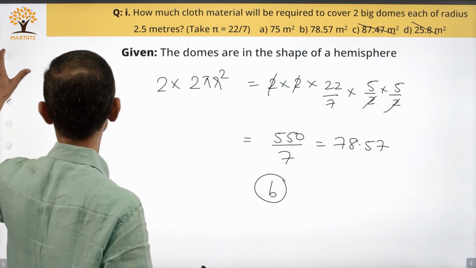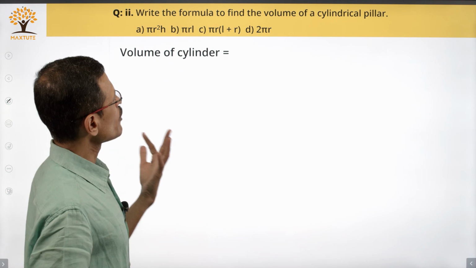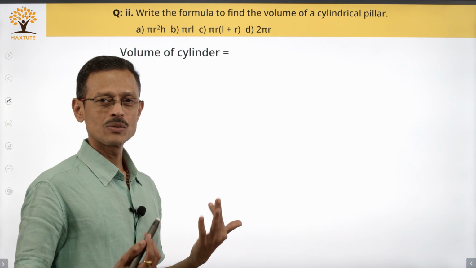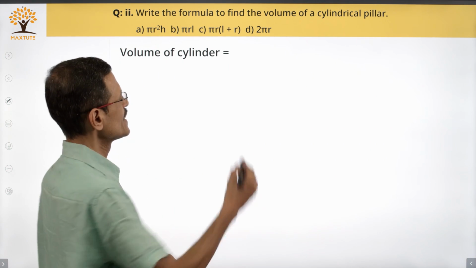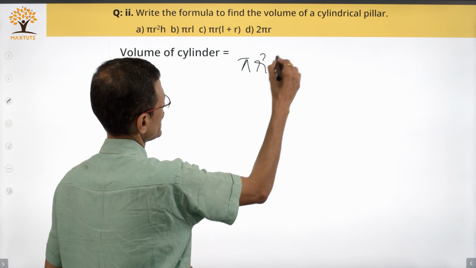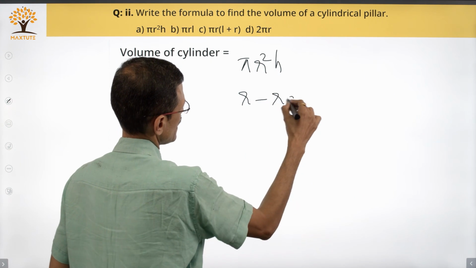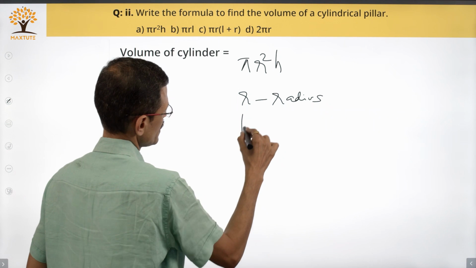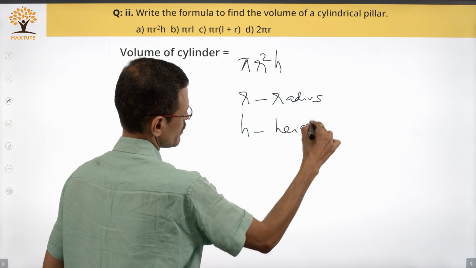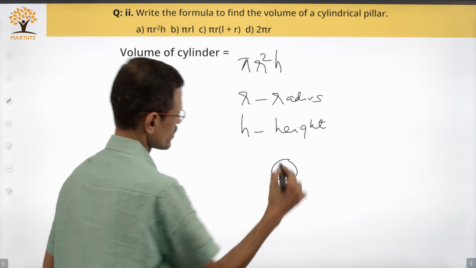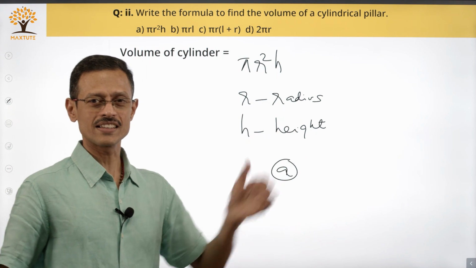Let's move on to part 2. It's a very simple part. Write the formula to find the volume of a cylindrical pillar. What's the formula to compute the volume of a cylinder? That is equal to pi r squared h, where r is the radius and h is the height, right? What answer option fits this bill? Answer option A is the correct answer to this question, right? Things don't get easier than this.